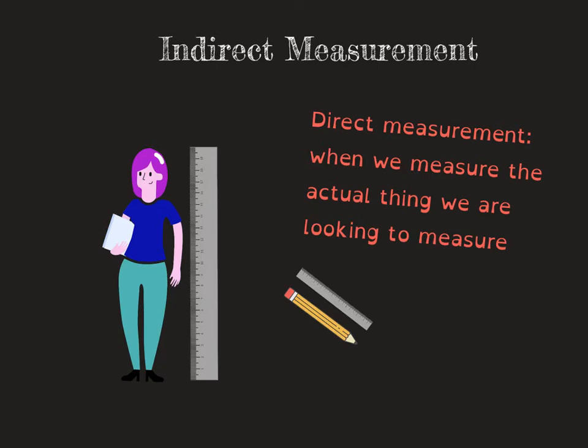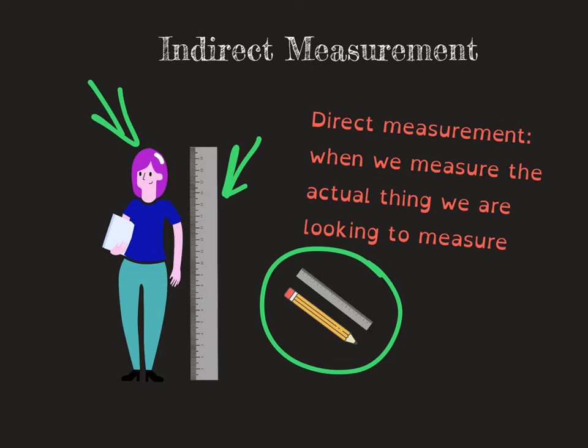Before we dive in though, I think we need to talk about what the difference between indirect and direct measurement actually is. So if I wanted to know how tall I was, here I am, I would use a tape measure or a ruler if it was big enough to find that out. Or if I wanted to know how long a pencil is, I could use a ruler. This is what we call direct measurement because we are measuring the thing we are looking to measure.